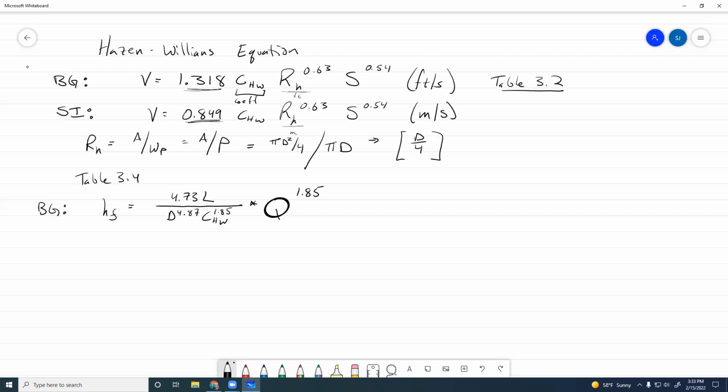The table 3.4 is a little funky, but it basically just says HF is, it gives you a lot of different equations, empirical equations. It even gives you the Darcy-Weisbach equation. But it says HF is equal to some coefficient K times Q to the M. And what I gave you right here is that K value. And then this is your M.